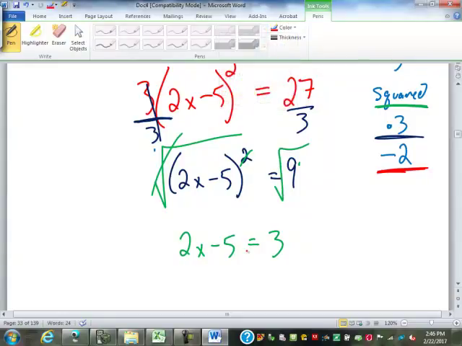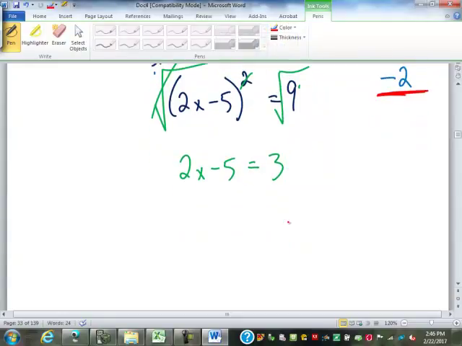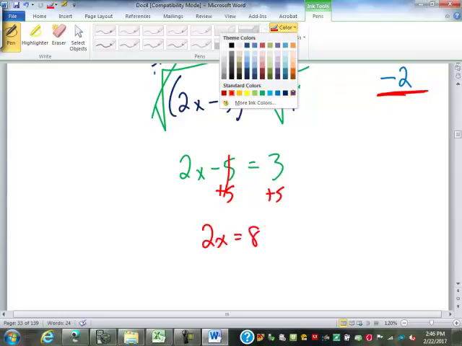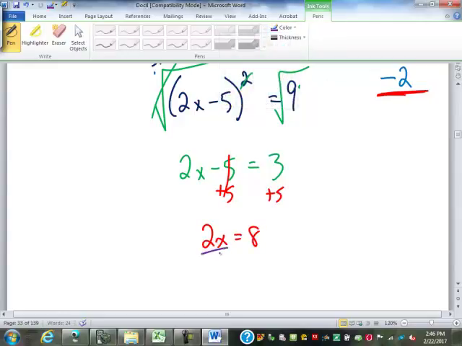Now, from this form, you guys should see how to solve it the rest of the way. What's the next thing I have to do? Add 5. So 2x equals 8. And finally, divide by 2. X equals 4.